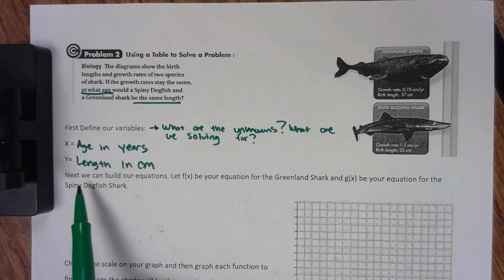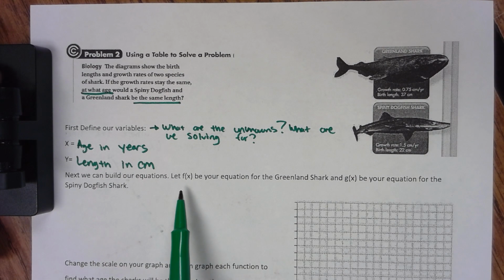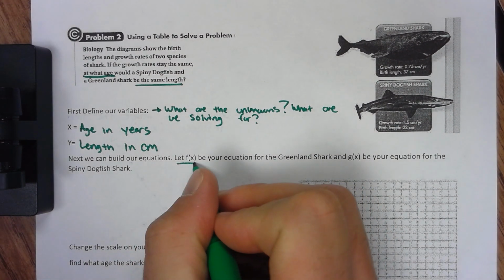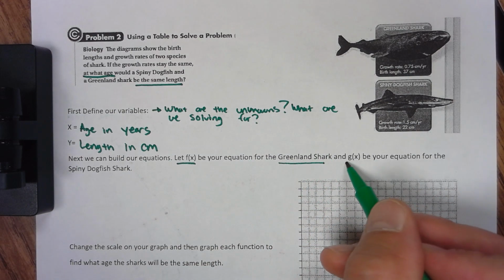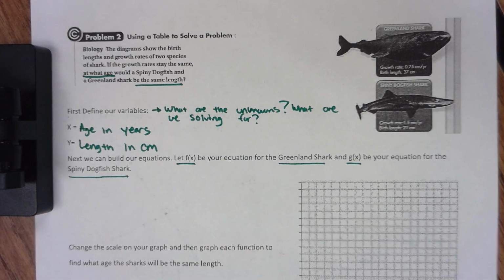Because now we can build our equations. I'll show how we're going to tie in some function notation stuff. That's another thing we'll continue to do. So I'm going to let f of x be the equation for the Greenland shark and g of x be the equation for the spiny dogfish shark. But at first, we'll just use x and y, just so that we're using the variables we already defined.